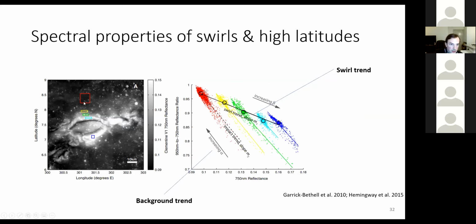But I noticed that something funny and different happens with swirls. Swirls, you can see the yellow and the green and the blue, they move their trend over to the right. Everyone thought that the swirl would be over here maybe, but actually a whole new parallel trend develops in the swirl. And so my student Hemingway and I quantified this trend. We call this the beta trend, and we called the background trend the alpha trend.